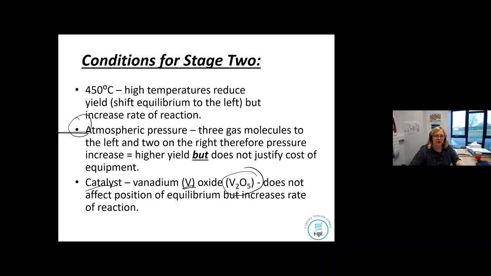So remember the conditions, as was the case for Haber, and be able to explain them with a bit of confidence why those conditions are used and chosen.